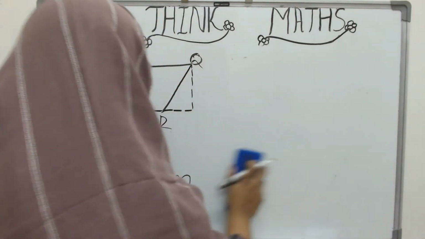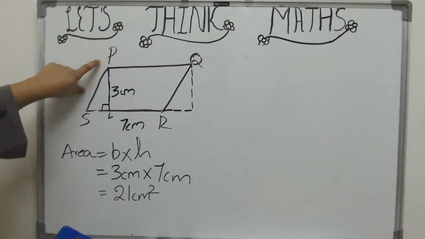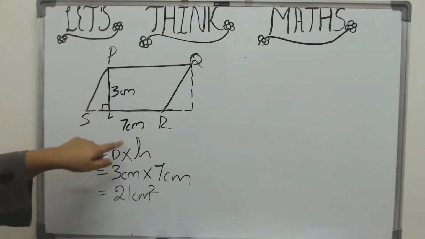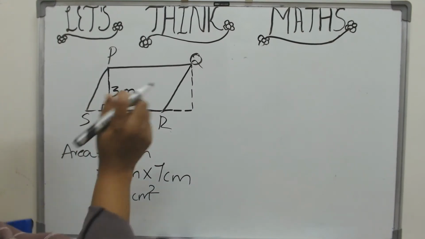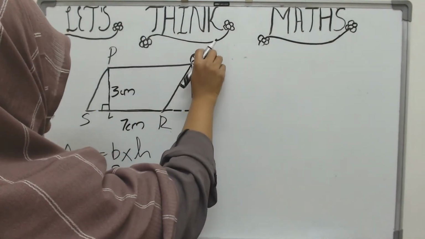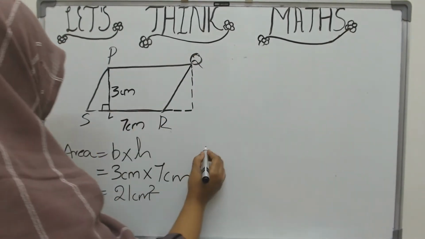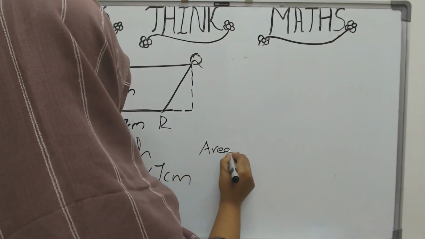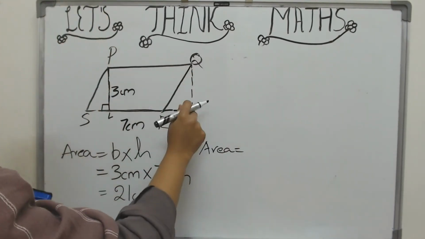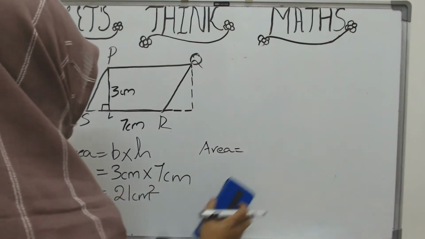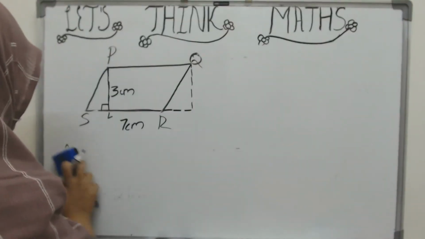So what is the area of the parallelogram? It will be the side by its height, which is 21 centimeter square. Now, what if we are measuring from Q? Then the side will be the same. But what do you think its height will be? Will its height be 3? What if it's not 3? What if it is 4? Then how will it look like?